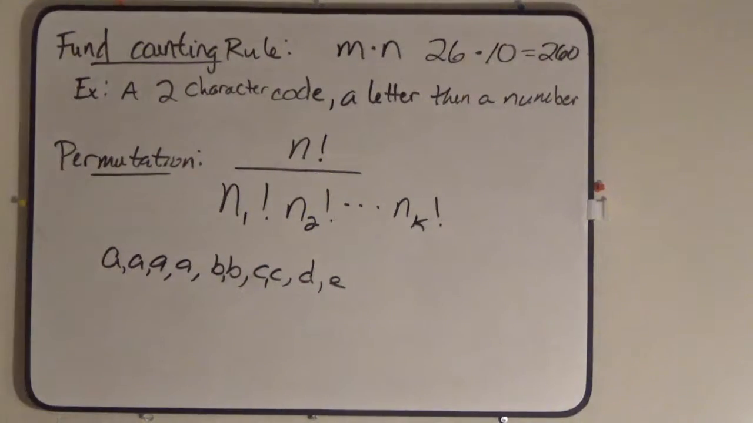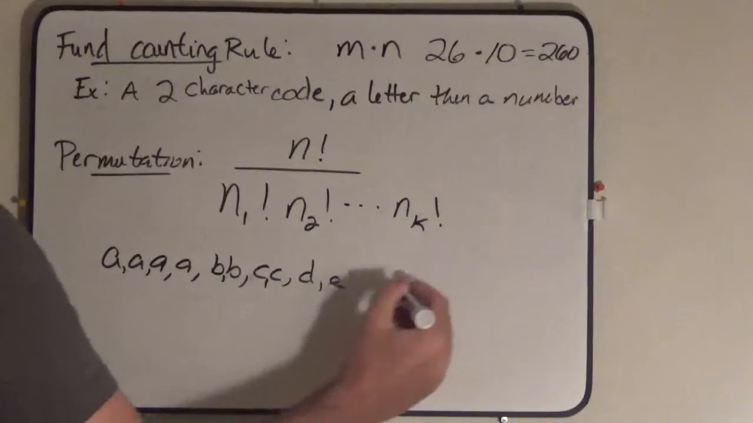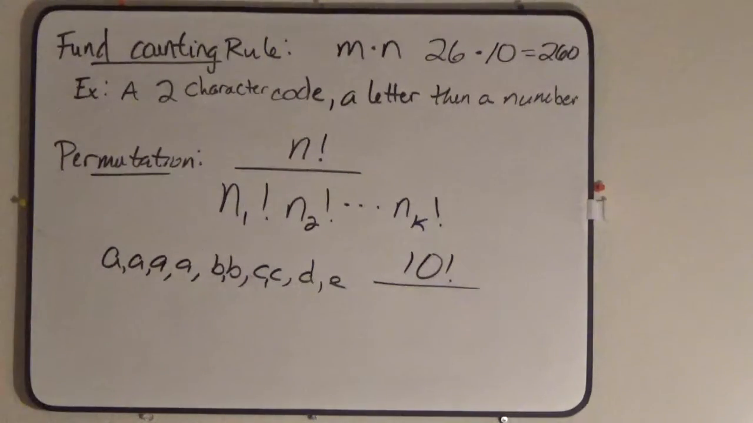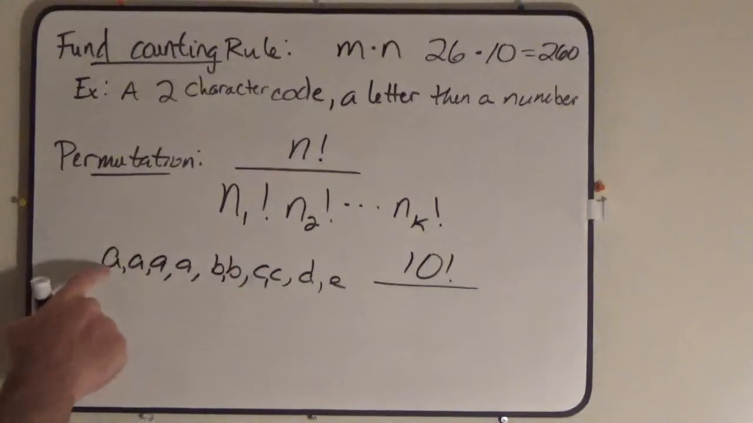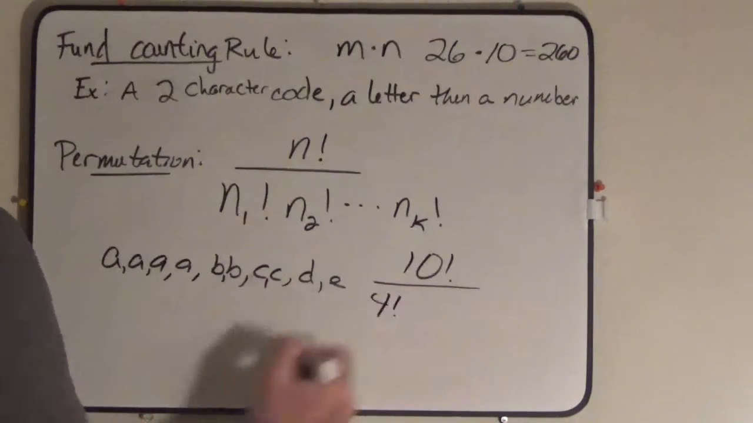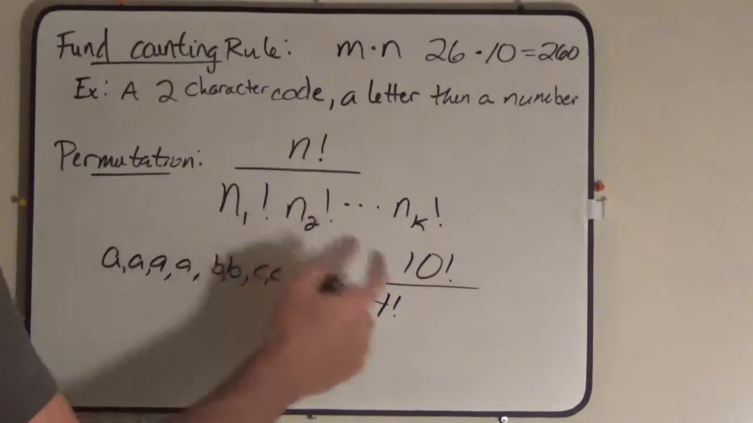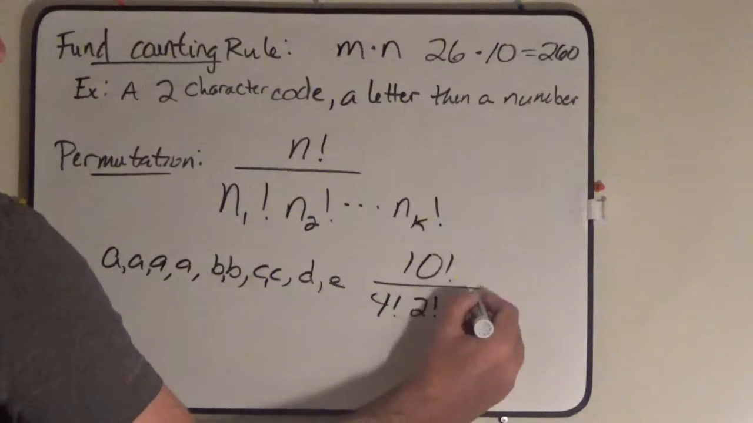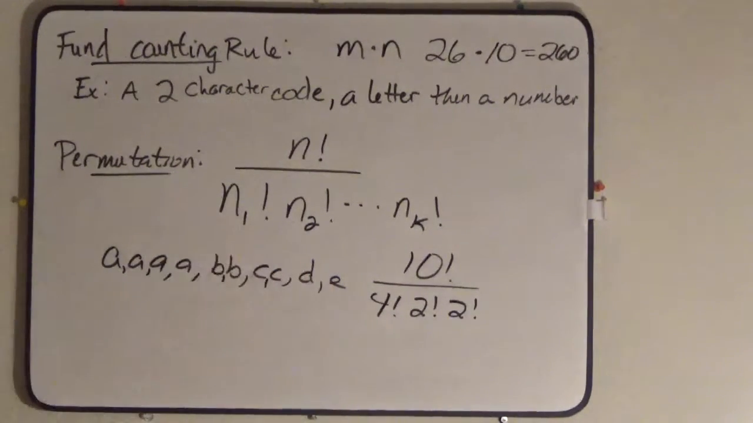Now, here's how this is going to work. Altogether, there are 10 letters here. So that's my N. So we have 10 factorial on top. Now the bottom factorials, these n's represent how many times each of these letters occur. So this is 4 A's, so that would be a 4 factorial. There are 2 B's, so that's a 2 factorial. There are 2 C's, so that's a 2 factorial. There's 1 D and 1 E, those would be 1 factorials. 1 factorial is 1, so again, I'm not going to write those.